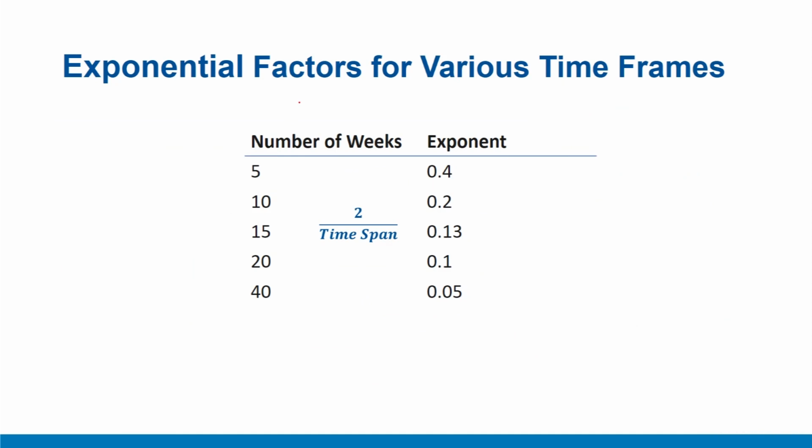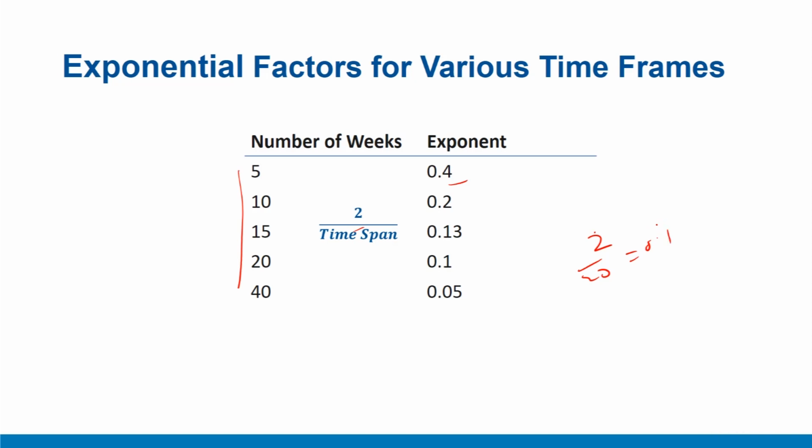Another very important aspect here is the choice of exponent. The correct exponent for various time spans are shown here by using this formula, 2 upon time span. On the left we have number of weeks, 2 divided by time span will give us the exponent. Time periods have been chosen as weekly. In effect, however, the exponent of 0.1 can be used for any measure of 20 days, whether it is month, week or anything. So 2 upon 20 would give us 0.1.